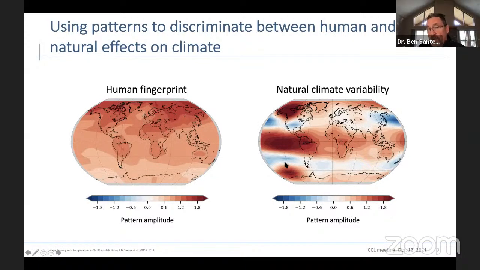It shows this sort of curious structure here in the Pacific. And it's obvious without doing any fancy statistics that the human fingerprint looks very different from the pattern of natural climate variability in troposphere temperature. So Hasselmann's insight was, we can use this kind of information to partition, to separate the fingerprint from the noise of natural climate variability, which is what many people around the world have done since this key insight in 1979.